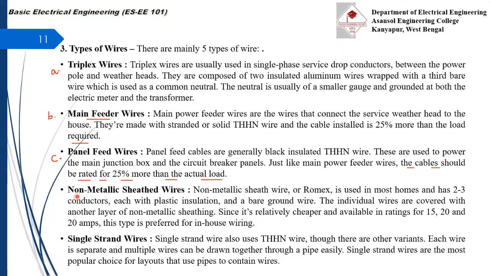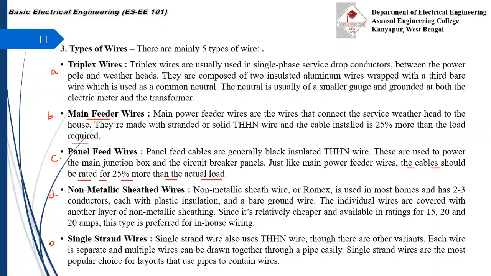Okay, next is D, non-metallic sheathed wire. Non-metallic sheathed wire or Romex is used in homes and has 2 to 3 conductors, each with plastic insulation and a bare ground wire. The individual wires are covered with another layer of non-metallic sheathing. Since it is relatively cheaper, available in the ratings of 15, 20 and 30 amps, this type is preferred for house wiring. Okay, so this is your number 4.